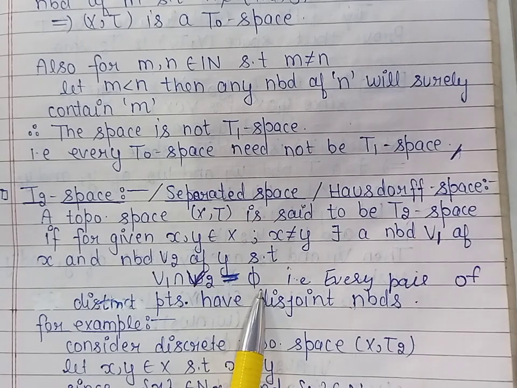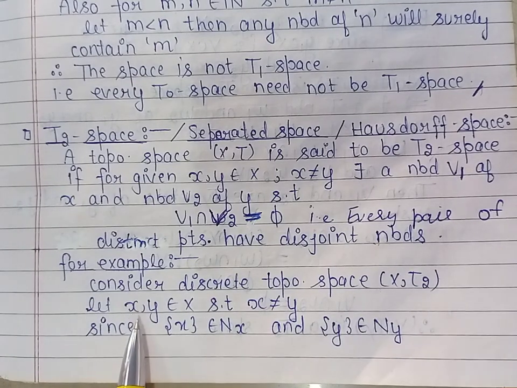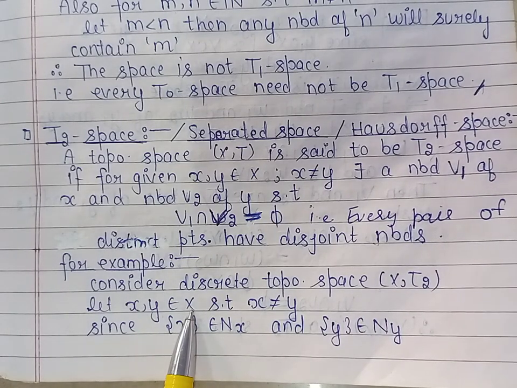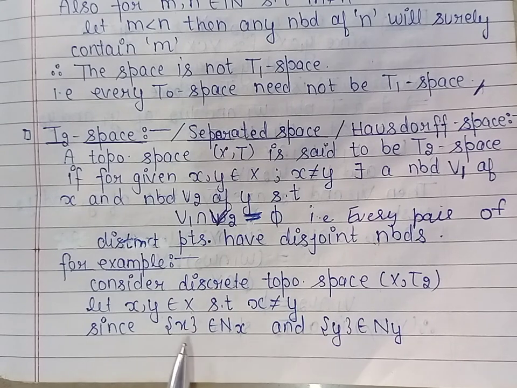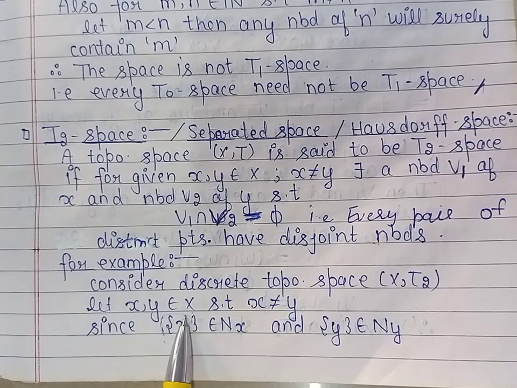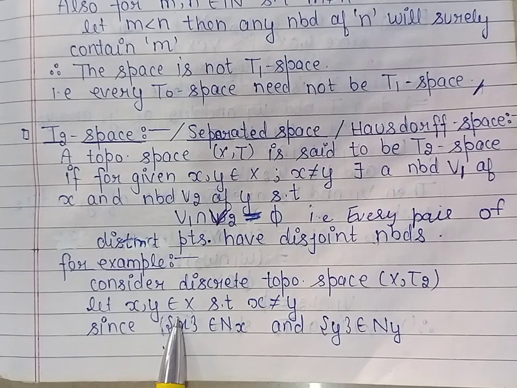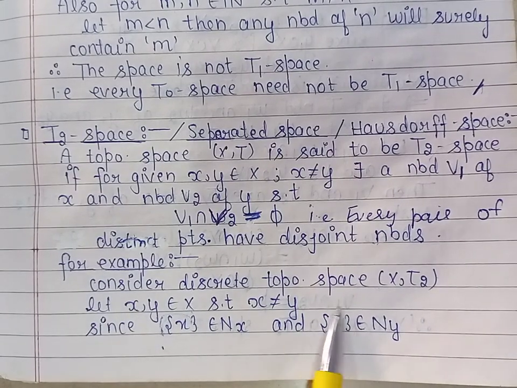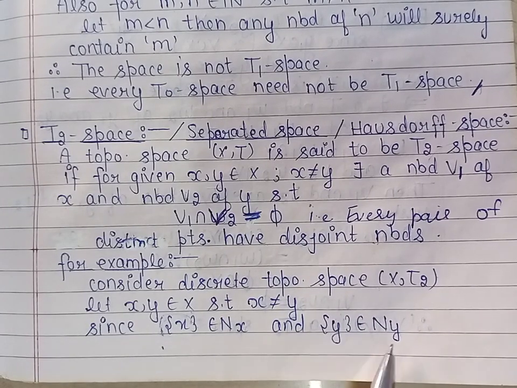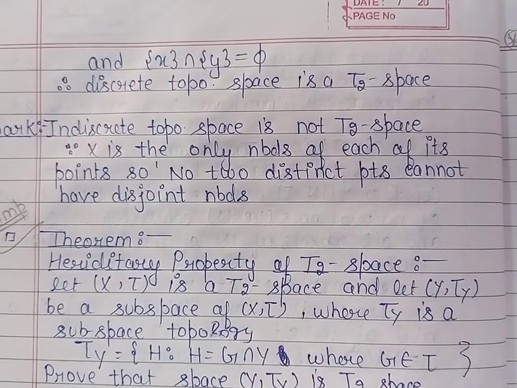Let us see an example of a T2 space. Let us consider a discrete topological space. If we take two different elements x and y of X, then because in the discrete topology every subset of X is open, the singleton {x} is a subset of X and also contains the element x. So this is a neighborhood of x. In the same way, the singleton {y} is open and also contains y, so that is a neighborhood of y. So we have obtained a neighborhood of x as well as a neighborhood of y.